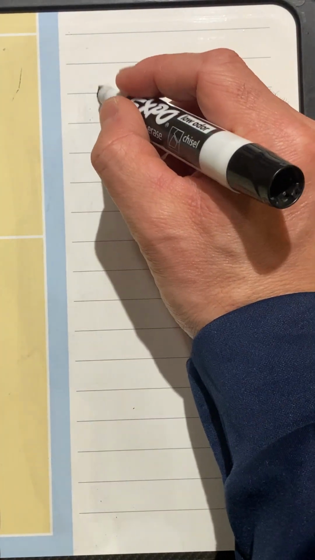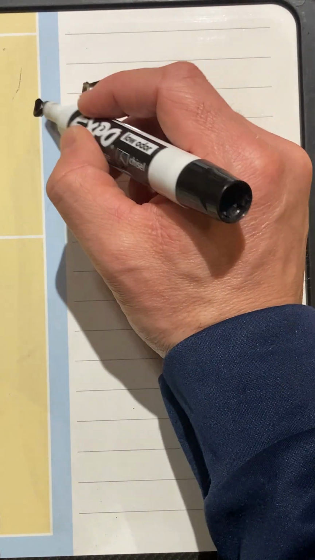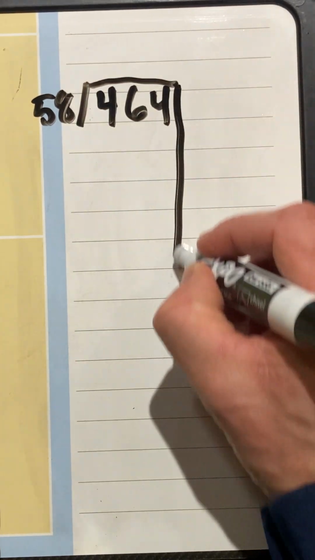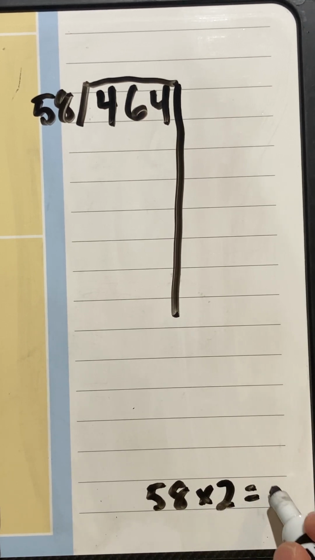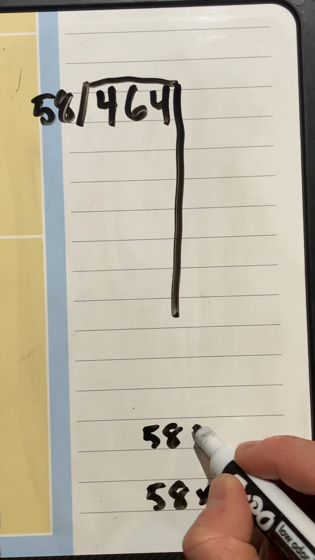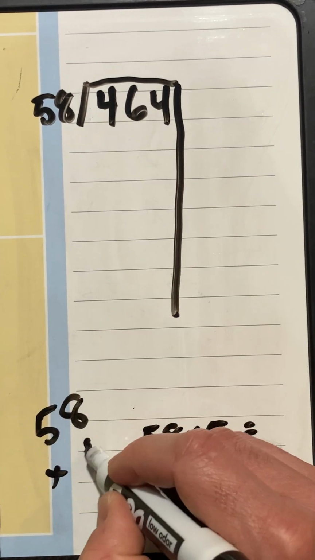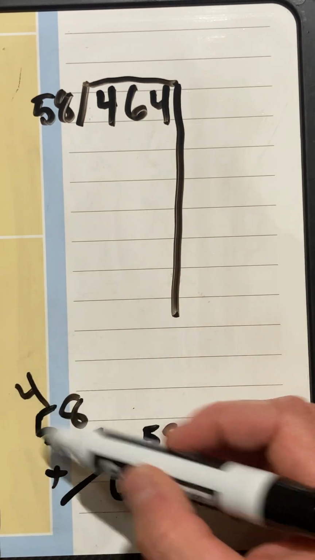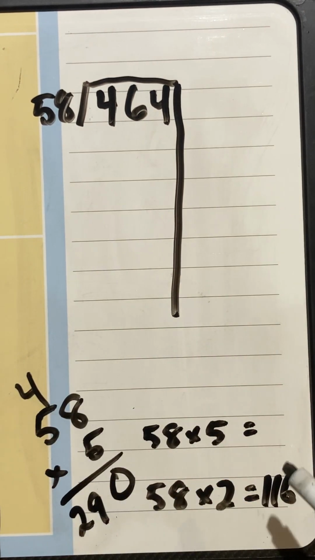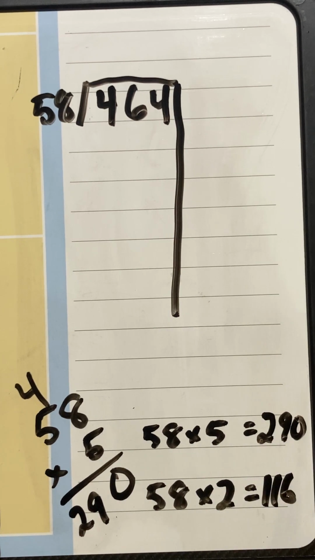And our next problem would be 464 divided by 58. 58 times 2 is 116. 58 times 5. 8 times 5 is 40. 5 times 5 is 25, plus 4 is 29. So 58 times 5 is 290.